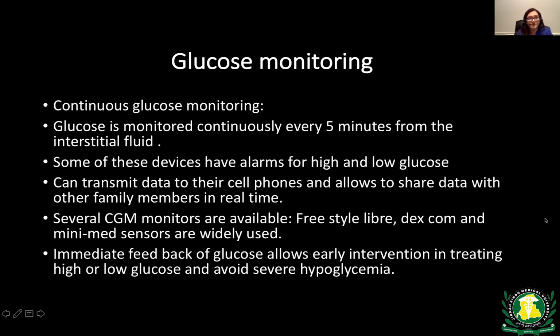Also, several monitors are available. This is a Freestyle Libre, so it's like a button that goes on your arm. It sticks to your arm. There's no needle here, there's a small catheter, and then you just have to download the app and take your phone close to it, and you'll get your reading here.